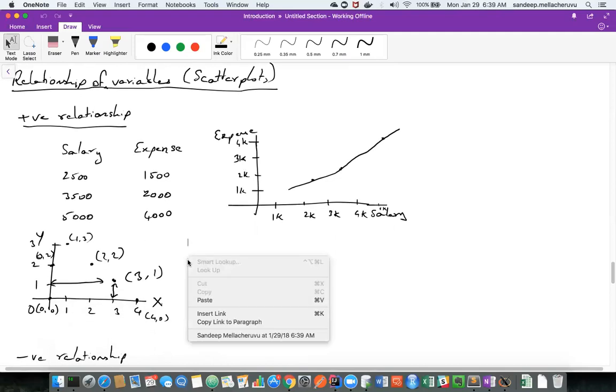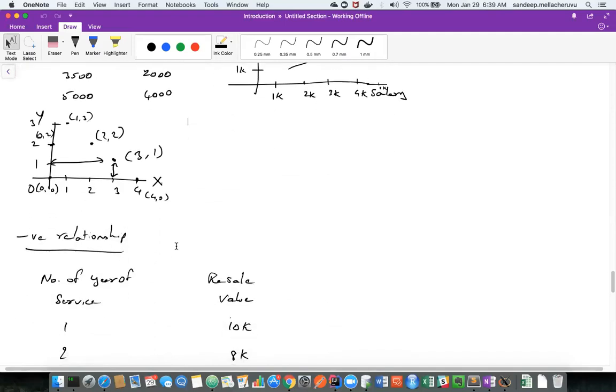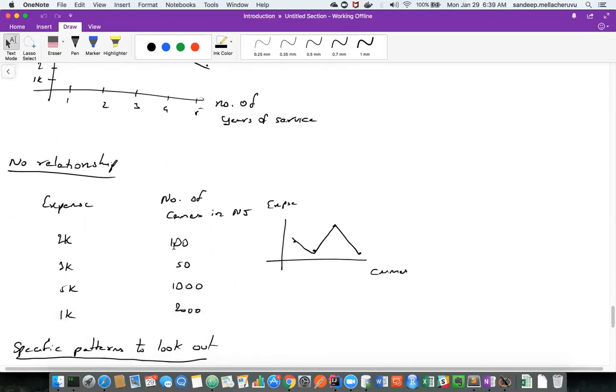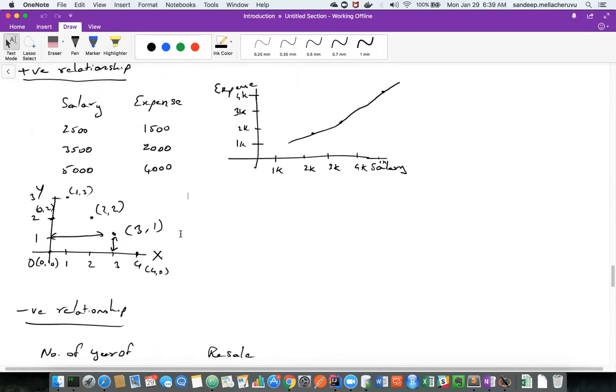So after plotting the scatter plot, we'll find three different relationships. One is positive relationship, another is negative relationship, third one is no relationship. All these three we can see based on the plot. In a positive relationship, after you plot the scatter plot, if you connect all these points, the line that connects them will be increasing from the origin toward the positive x-axis. You have to look in this direction.